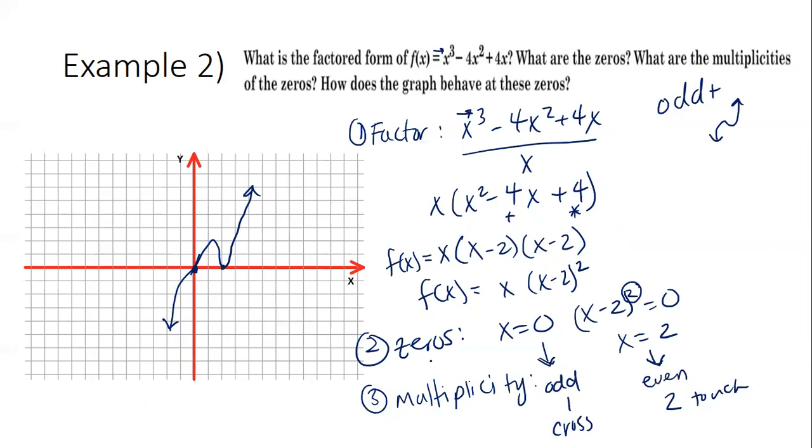All right, questions about multiplicity? So summarizing multiplicity. Odd multiplicities do what? Cross. Even multiplicities do what? Touch. Got it? Odd cross, even touches.